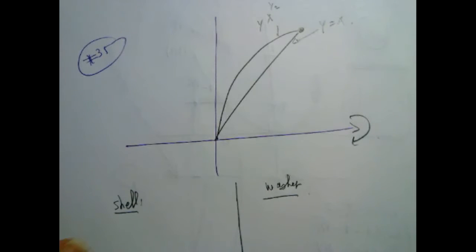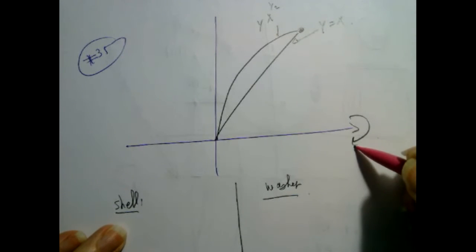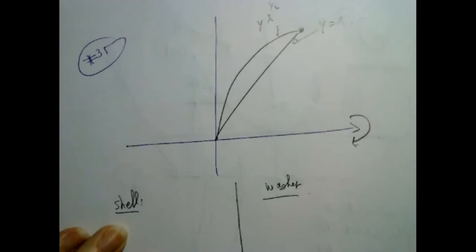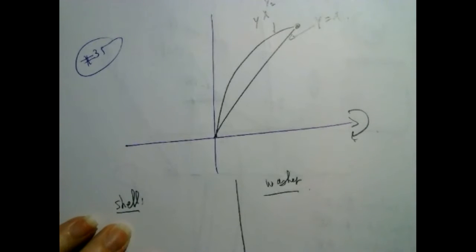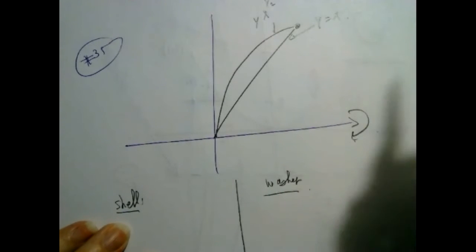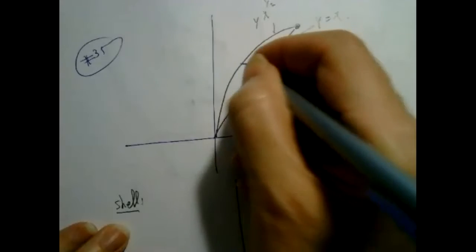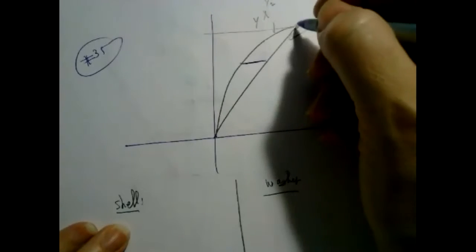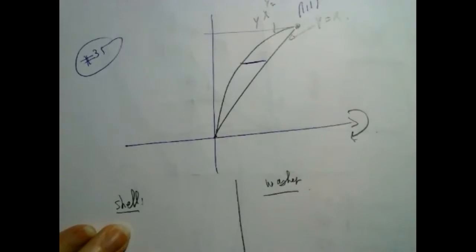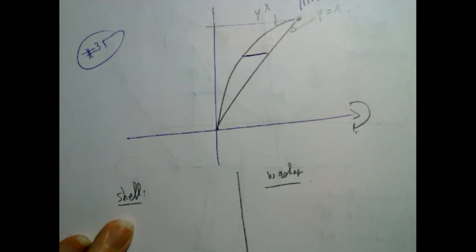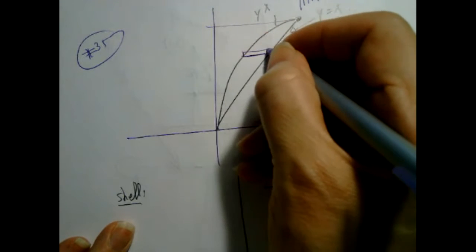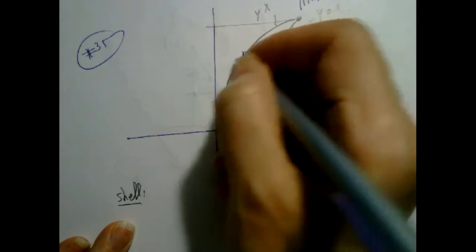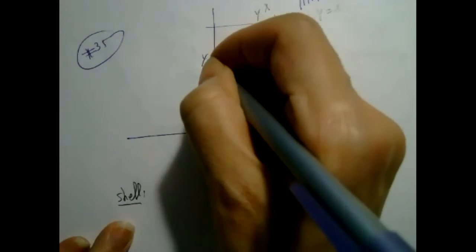The shell. I'm rotating around the x-axis. How should the shells be? The typical rectangle is horizontal, because they are parallel to the axis. So what's my variable quickly, y or x? Y.